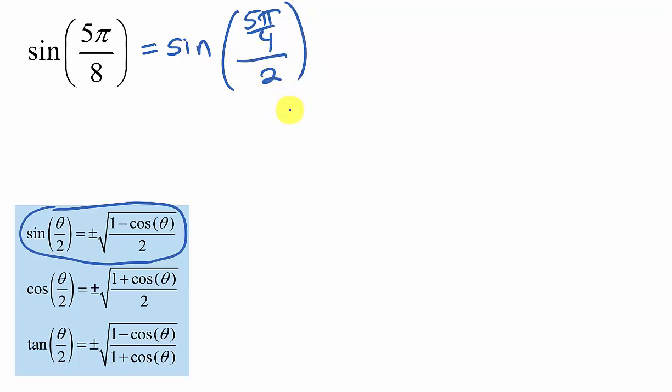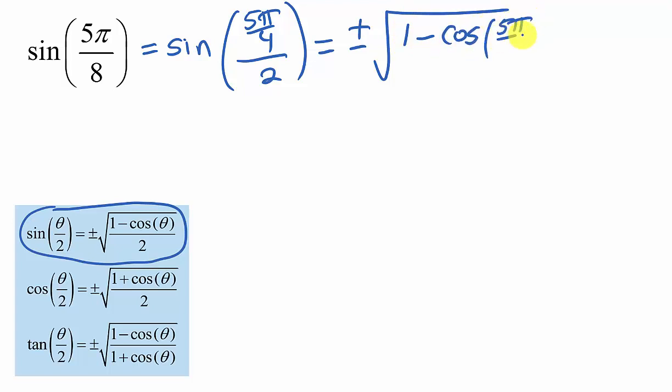because you can see if we did this 2 over 1, flipped it over, multiplied it, we'd have 5 pi eighths. So our theta is 5 pi fourths. So I can use this identity and express this as plus or minus the square root of 1 minus cosine of that angle, which is going to be 5 pi fourths, and that's over 2.